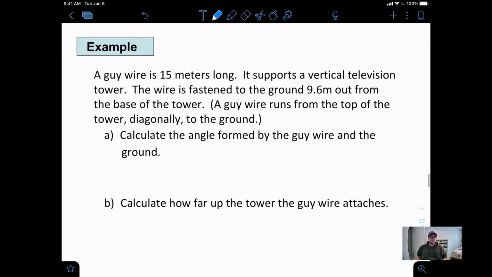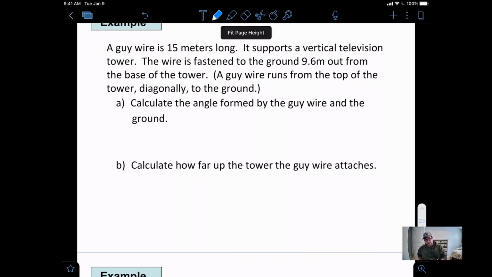Let's take a look at another problem. In the next problem, it says a guy wire is 15 meters long. It supports a vertical television tower. The wire is fastened to the ground 9.6 meters out from the base of the tower. A guy wire runs from the top of the tower diagonally to the ground. So, in this situation, we have a tower.